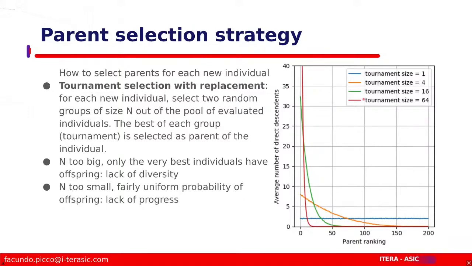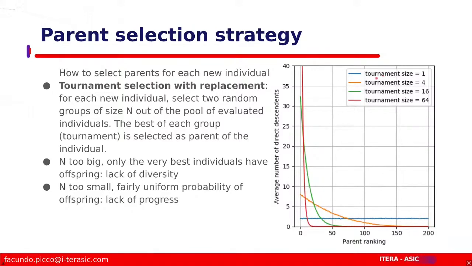And what we see is that if the tournament size is very big, like for example 64, only the first 5 or 10 individuals are propagating their genes to the new generations, while the rest have basically no chances. And that causes lack of diversity, because we end up with a very small set of genes to select from. And that hinders the evolution, because it doesn't allow the genetic algorithm to create new individuals to explore.